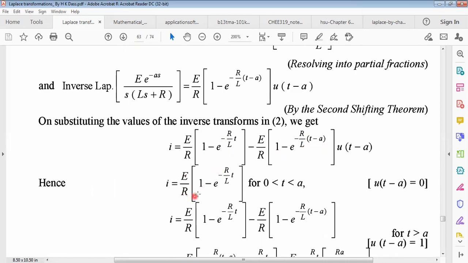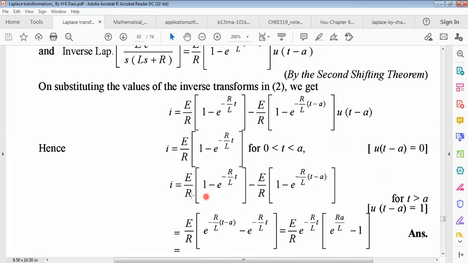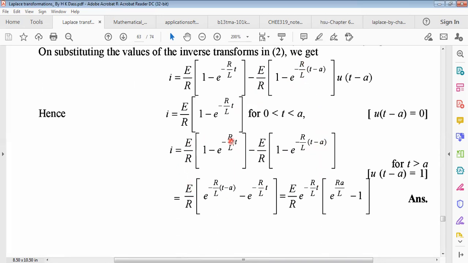Just taking common, E divided by R, (1 minus e to the power minus R by L t), for t lying between 0 and t. But u in t minus t equals 0 between this. Okay, so I equals what will be? E by R (1 minus e to the power minus R by L t) minus E by R (1 minus e to the power minus R by L t minus a). So these values actually, E by R is common, and 1 will be cancelled. After taking common, 1 will be cancelled. So we get this result.